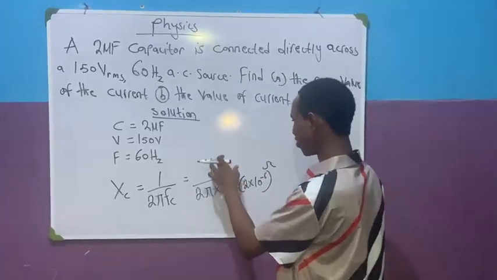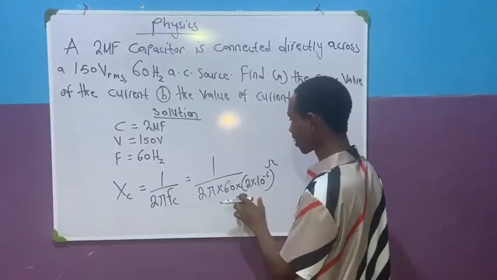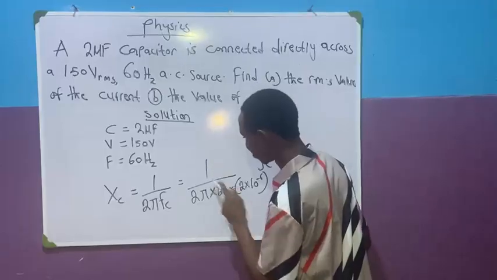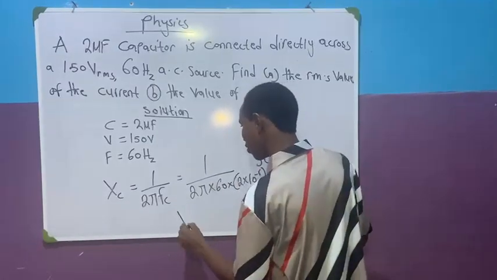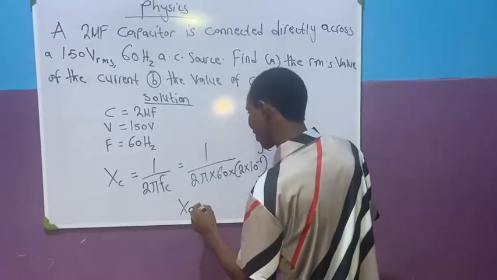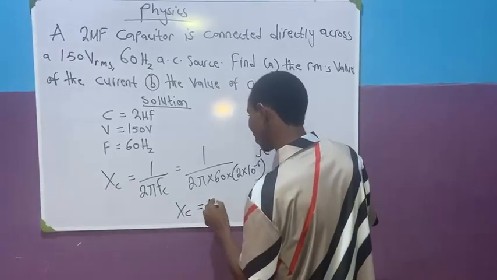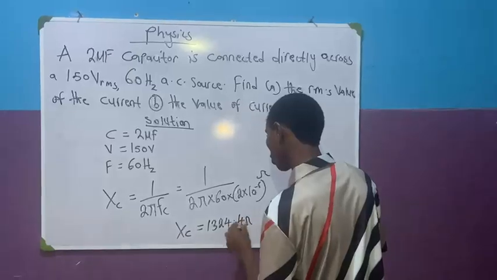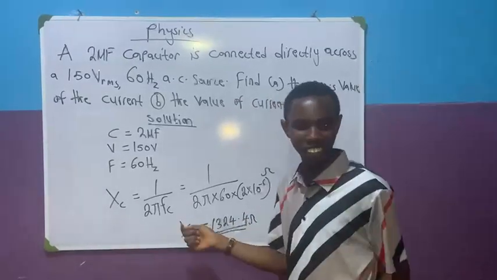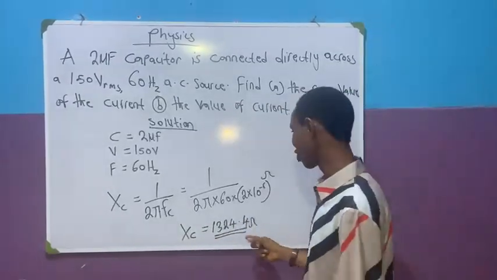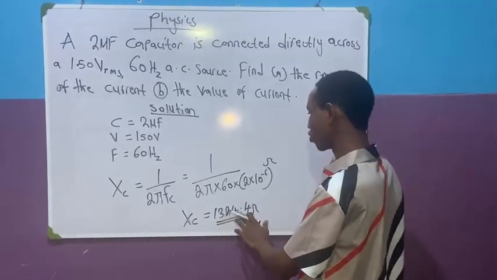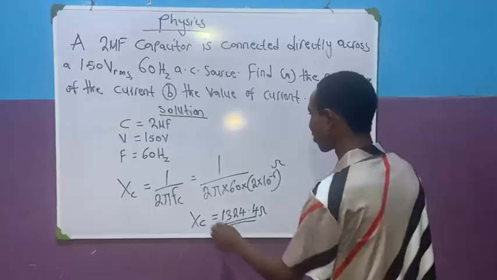Now, if you divide this out, 2 pi times 60 times 2 times 10 raised to the power minus 6, the capacitive reactance is equal to 1324.4 ohms. Based on the calculator, if you press your calculator, this is what we're going to have: 1324.4 ohms.